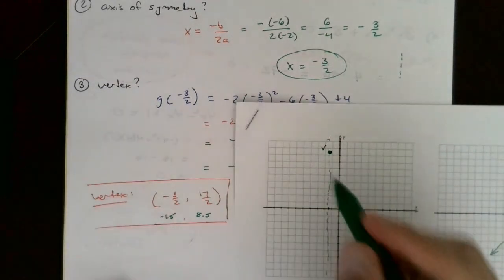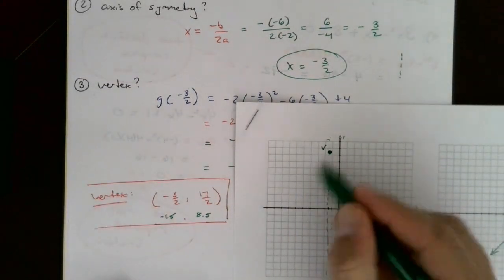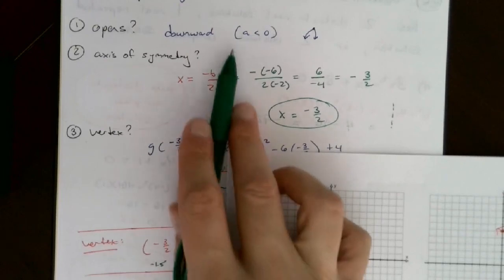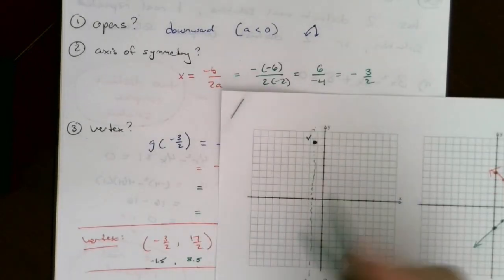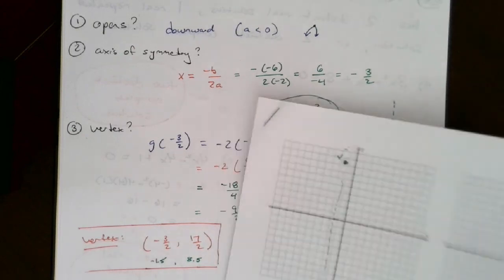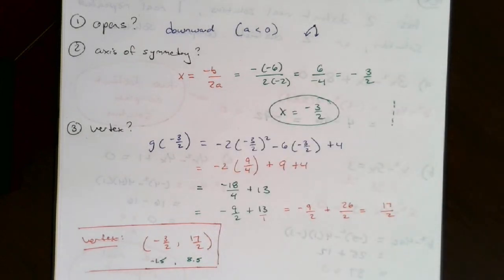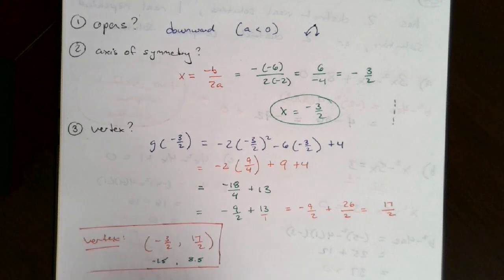Since I know it's opening downward, and you know it opens downward from what we mentioned above, we know that this will have two x-intercepts here. It's going to cross the x-axis in two spots. So that's important to know, because the next thing we look for is our intercepts.